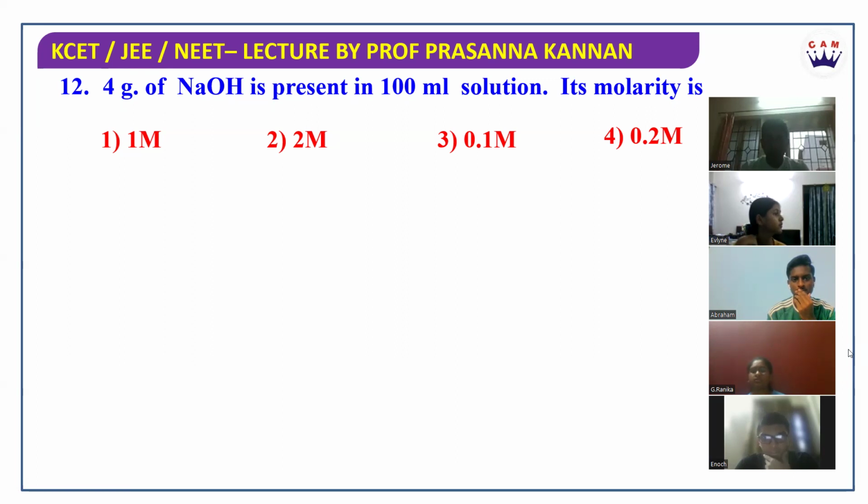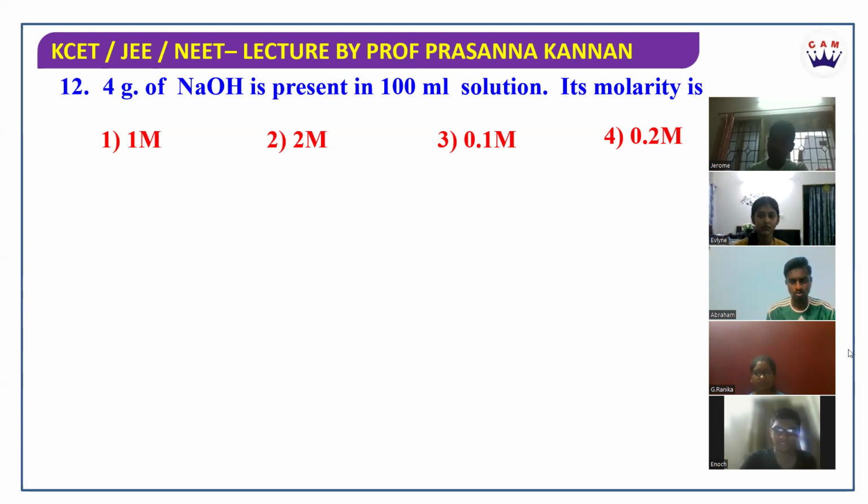That is number of moles by volume. So volume is 100 ml, so that is 100 into 10 to the power 3. 4 gram, number of moles of NaOH. How do you find number of moles? What is number of moles? Tell me, Enoch. Gram by molar mass. Given mass by given molar mass. Very good.